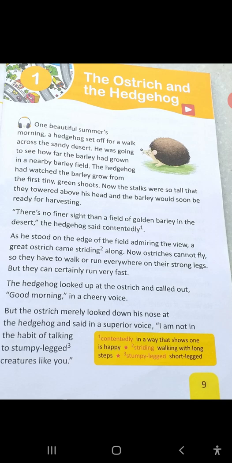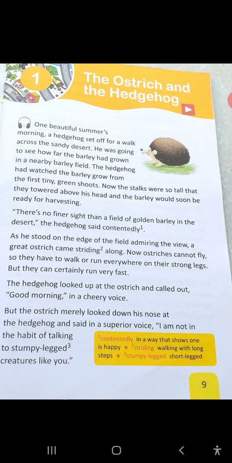Now, one beautiful summer's morning, a hedgehog set off for a walk across the sandy desert. So, from here you come to know that the hedgehog was in a desert, and in the desert you will find sand everywhere. Okay. Now, you will think, who is a hedgehog, right?